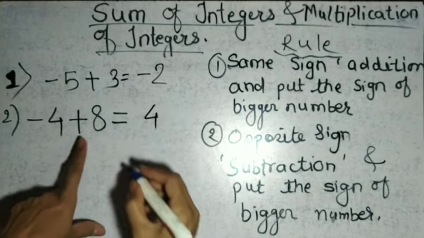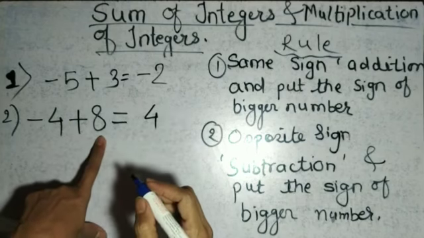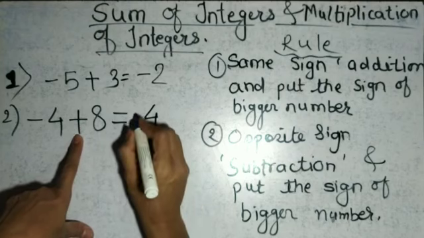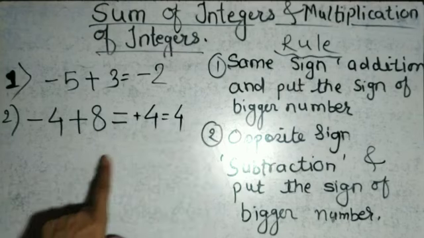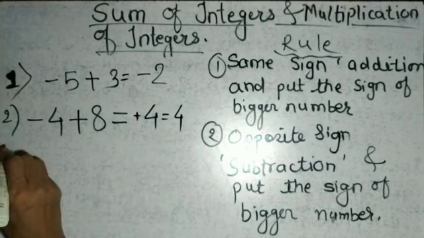And put the sign of the bigger number. Which is the bigger number, 4 or 8? 8 is the bigger number. So we write the sign of the bigger number, the plus sign. If you have not written it, you can just write 4 also, no problem. Then we will take the third example.